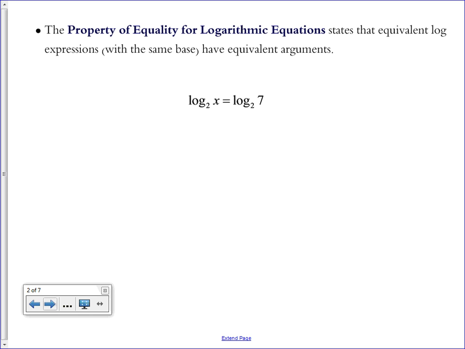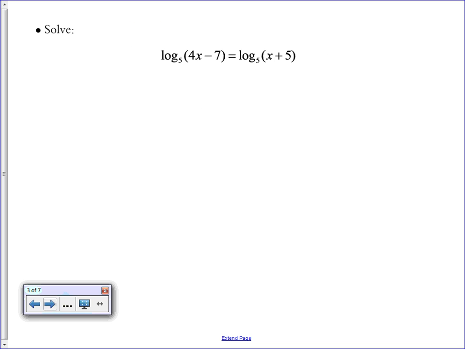So the argument of the first log here is just x. The argument of the second one is 7. Therefore, x equals 7. And that's kind of common sense. If you have log base 2 of x equals log base 2 of 7, well then x must be 7. We're going to use this in slightly more complicated problems, like this one. We're going to solve this log equation.